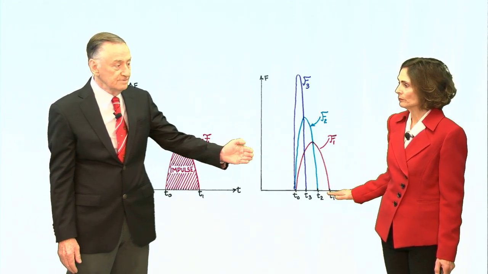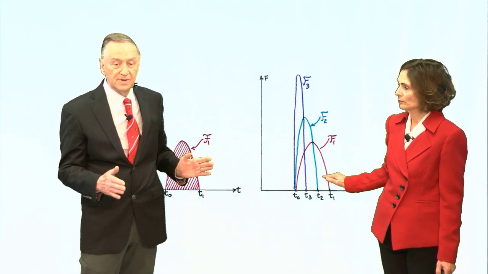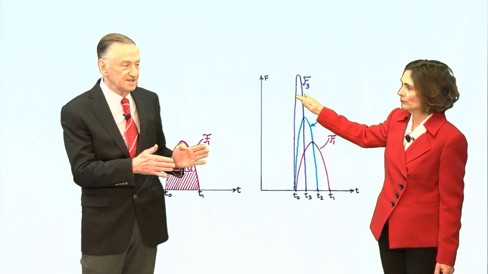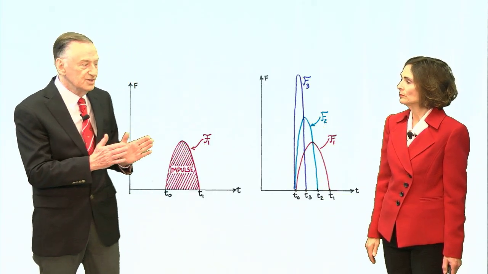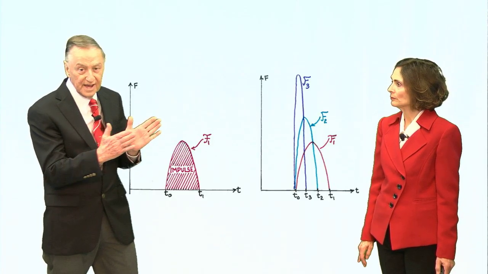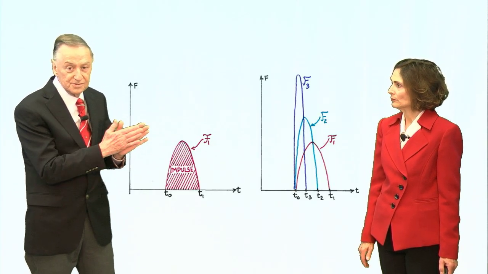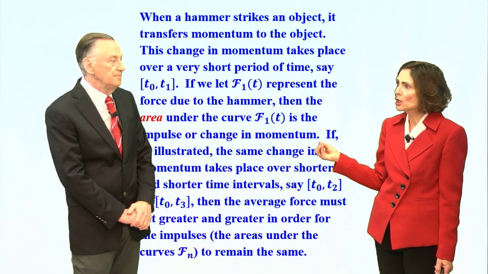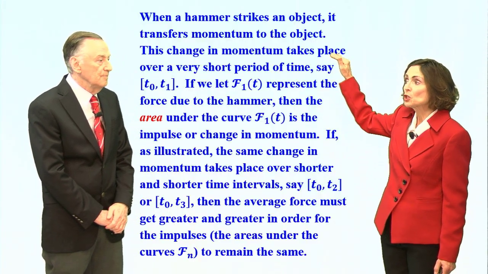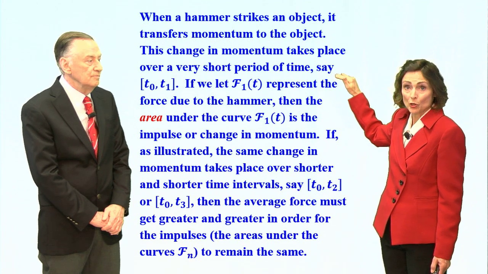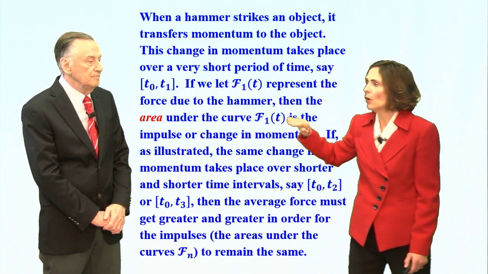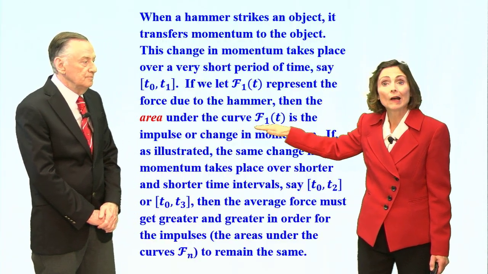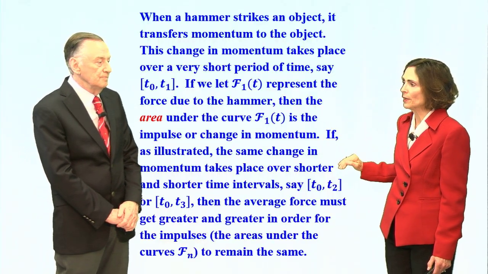And again, what you see right here, we're going to take the time interval smaller and smaller. We're looking at t0 to t1, t0 to t2 is smaller, and then t0 to t3 smaller again. What we're going to look at is what happens as t sub n approaches t0. Well, let's go to a specific example where we have a hammer striking an object, transferring momentum to the object. The change in momentum takes place over a short time period, first, say t0 to t1. So capital F1 of t represents the force due to the hammer. The area under that curve is the impulse or change in momentum.